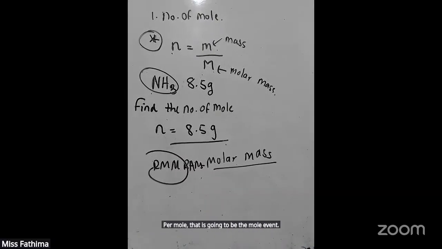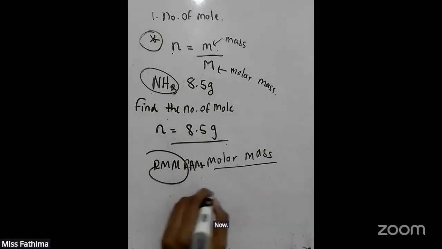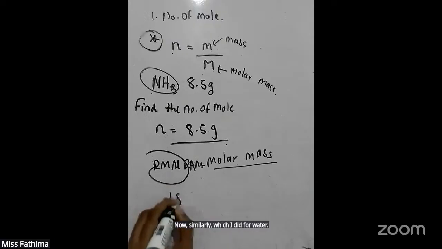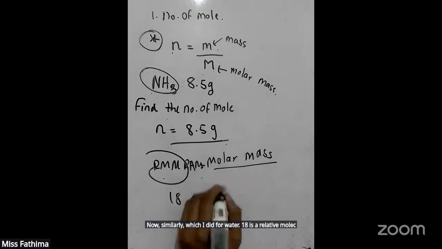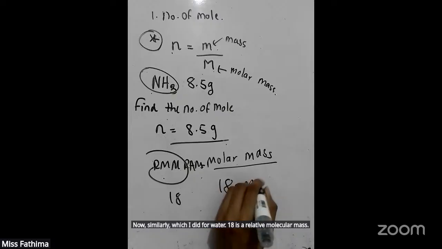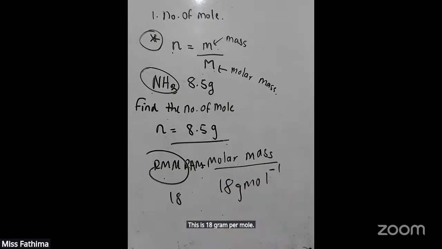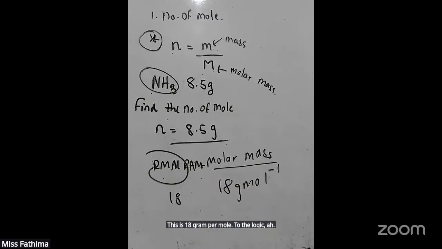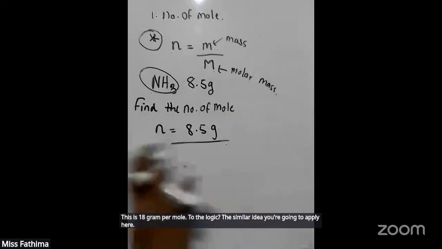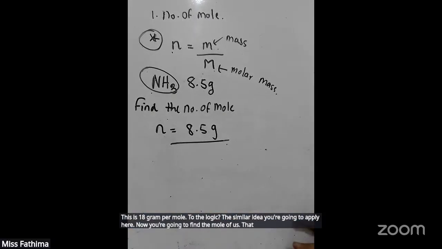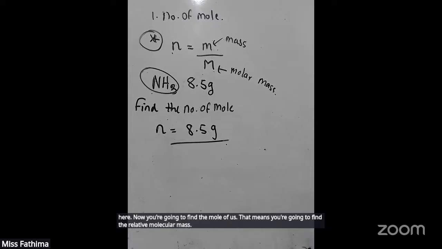Simple idea, right? Similarly, which I did for water, 18 is the relative molecular mass. The molar mass is 18 gram per mole. Understood the logic? The similar idea you're going to apply here. Now you're going to find the molar mass. That means you're going to find the relative molecular mass and add the unit for molar mass.